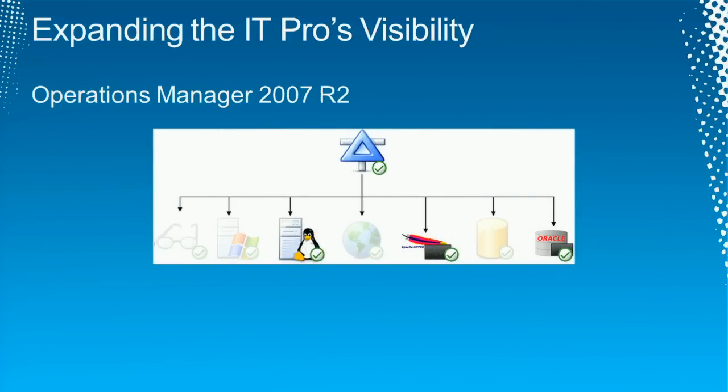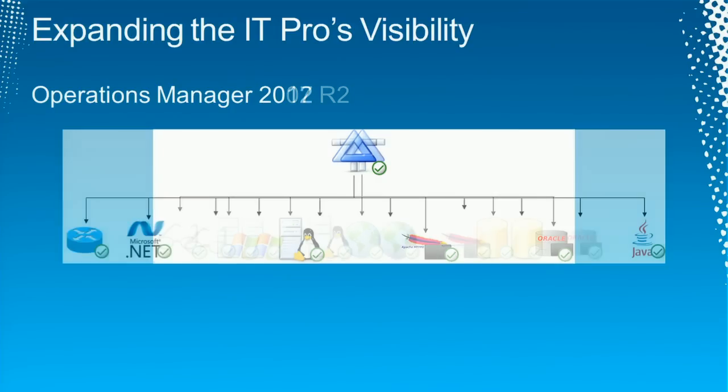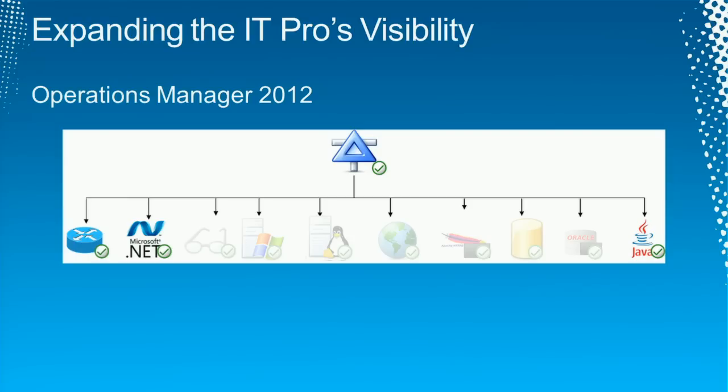In 2007 R2, we added things like Oracle support, some cross-plot, et cetera. And what we're adding now, the bigger picture of that view, is a full-fledged view of what the network health is, as well as .NET distributed applications and Java-based apps as well.